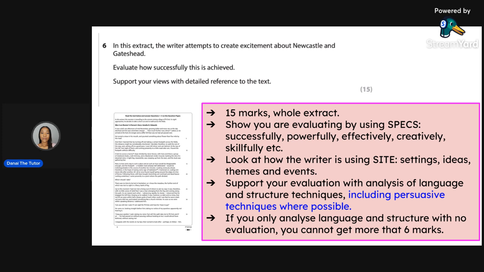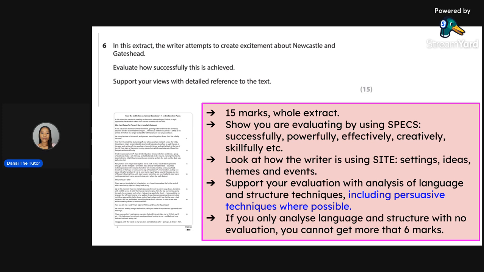In terms of where you place your opinion, in terms of thinking, is it effective or not, you should just say, yes, the writer is effective, okay? And then just focus on supporting that and supporting your evaluation. And you do that using analysis of language and structure. So as I said, the main skill is to evaluate, but you support your evaluation by also analyzing language and structure, including persuasive techniques where possible.